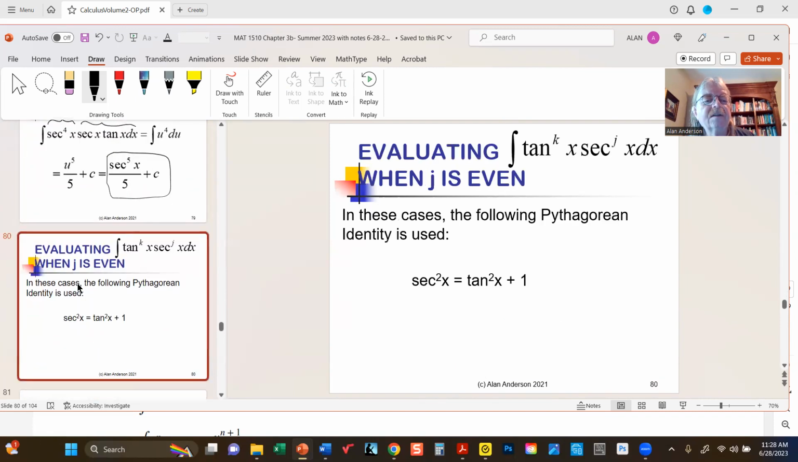Now here, though, things are changing because all of a sudden the tangent can have an exponent other than 1. So what we're going to do here, if you notice, it says here j has to be even. So in other words, it could be secant squared, secant to the fourth, secant to the sixth. Ultimately, what we're going to do is use this expression in place of this. Okay, so let's see how that works.